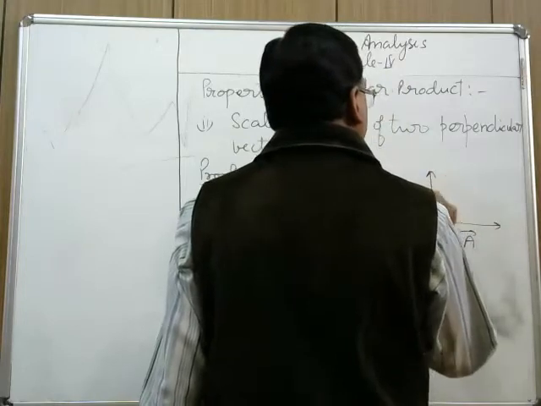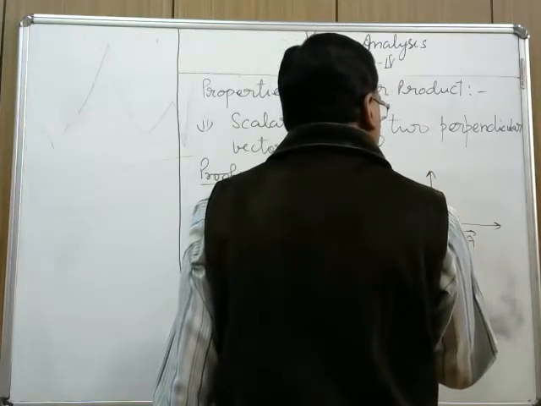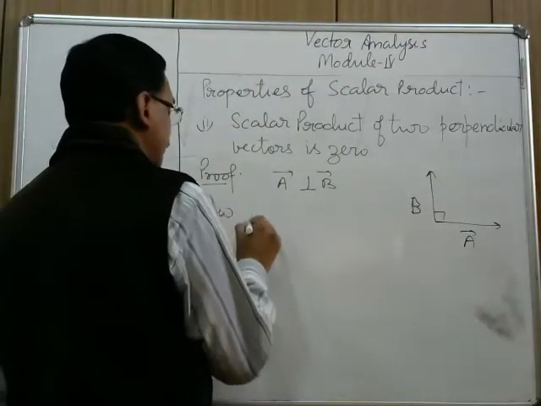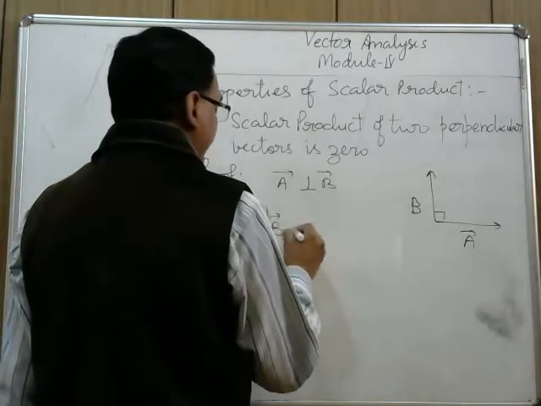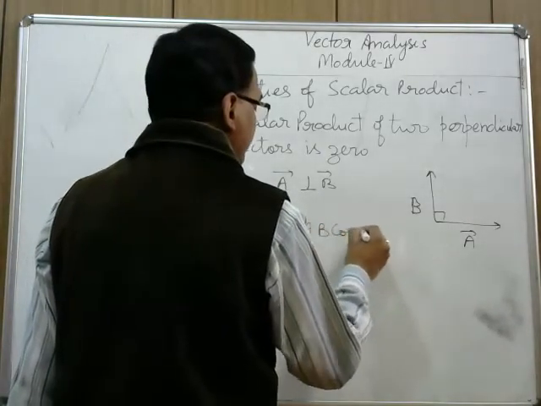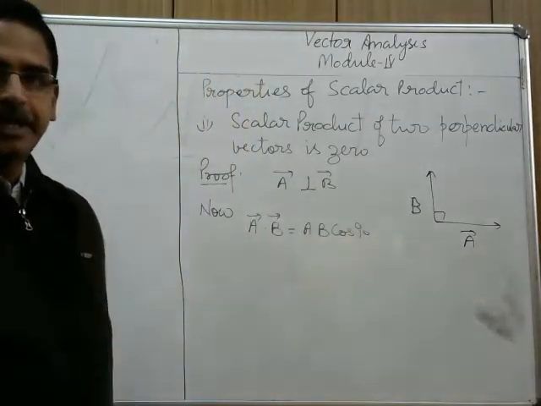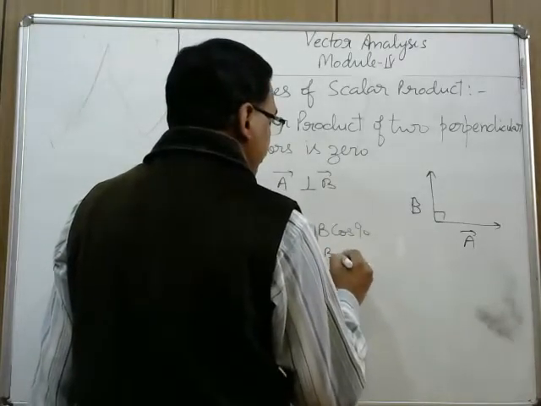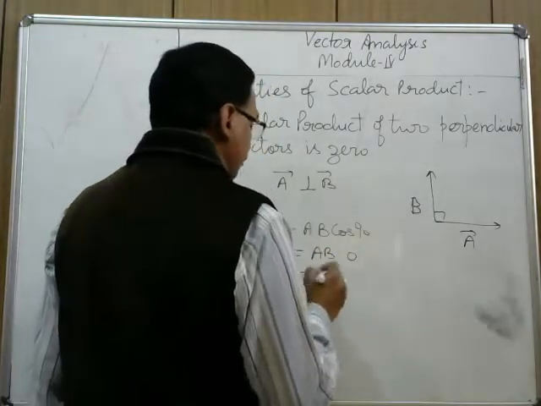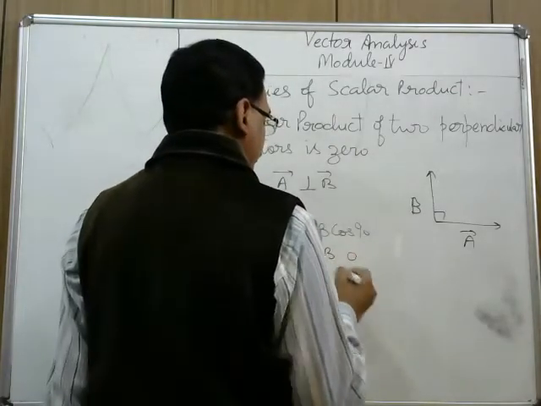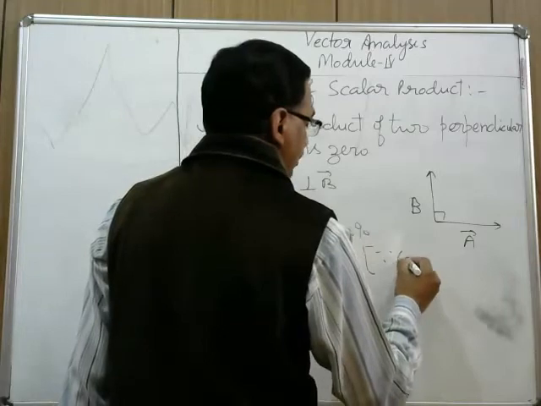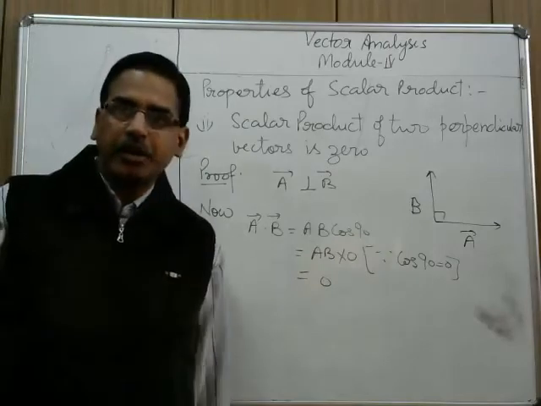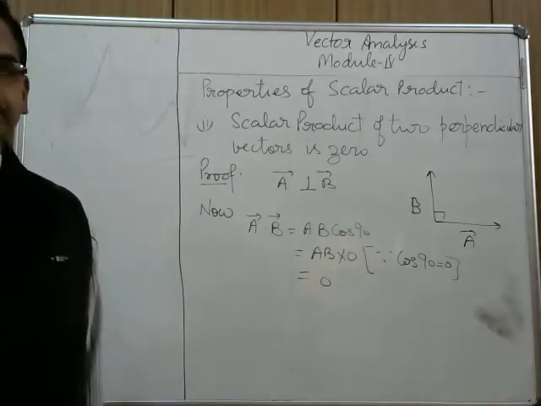This is vector A, this is vector B, and angle is 90 degree. Now A dot B will be AB cos 90, since angle between them is 90 degree. Now cos 90 is 0. Therefore this is 0. Therefore the scalar product of two perpendicular vectors is 0.